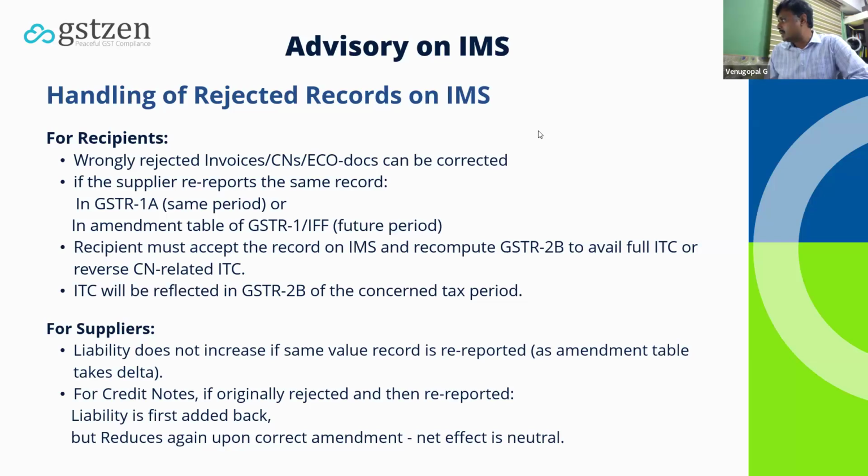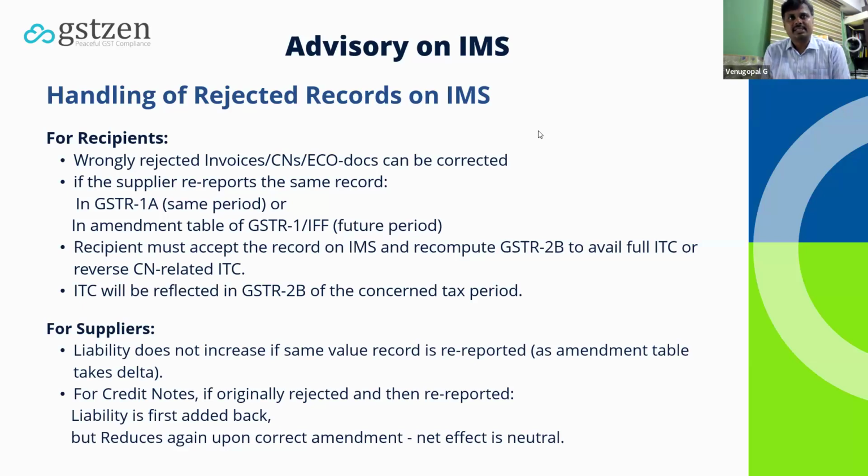Can we revise 3B once filed? We can't revise 3B once filed. There was never an option of revising 3B, Mr. Tarun. The only leeway for correcting 3B was Circular 26/2017, which helped us on how to correct errors in 3B. Can we claim a wrongly rejected credit note? Yeah, this is where I am coming to.